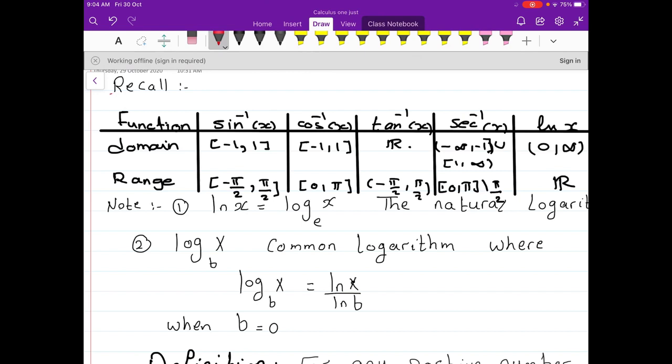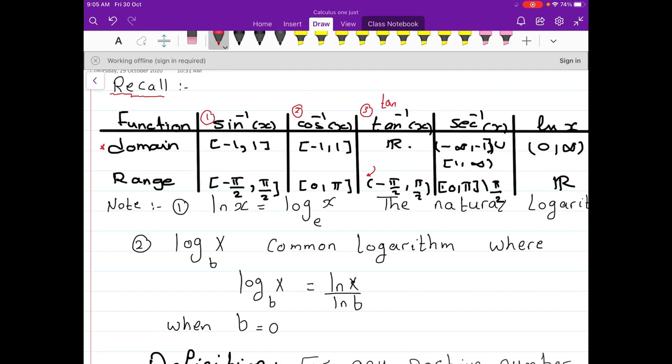So recall, we learned in previous lectures about functions, and we defined the domain and the range for these functions. From this we define sine inverse x, where the domain is [-1, 1] and the range is [-pi/2, pi/2]. We define another function, cosine inverse of x, where the domain is [-1, 1] and the range is [0, pi]. And we define another function, tan inverse x, where the domain is R and the range is (-pi/2, pi/2), open at both ends.